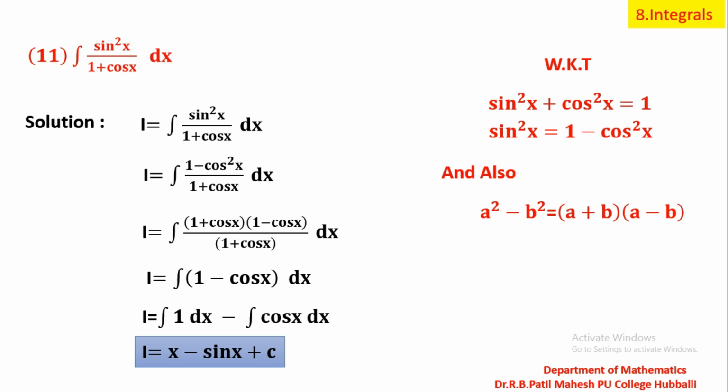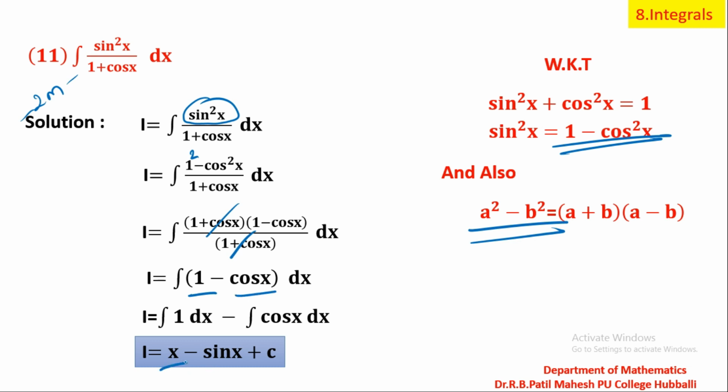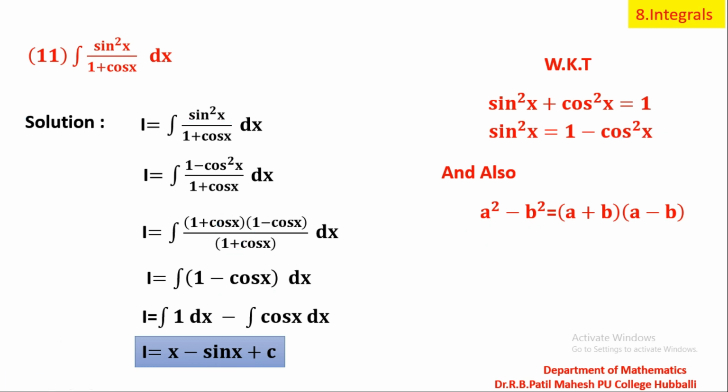One of the very important questions for 2 marks. So what all happened in this question? Replacing sin square x as 1 minus cos square x, making 1 as 1 square and applying a square minus b square, then cancelling, integration of 1 and integration of cos x. Integration of 1 is x, integration of cos x is sin x. So x minus sin x is the answer.